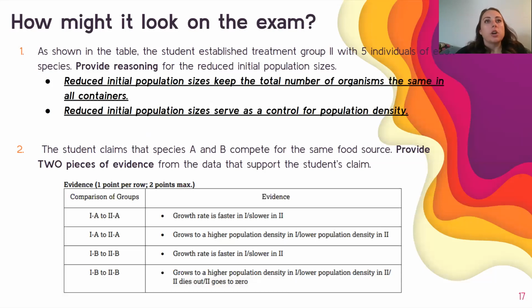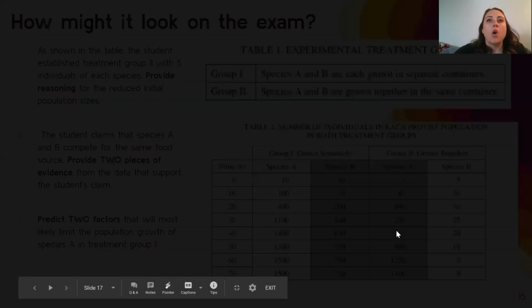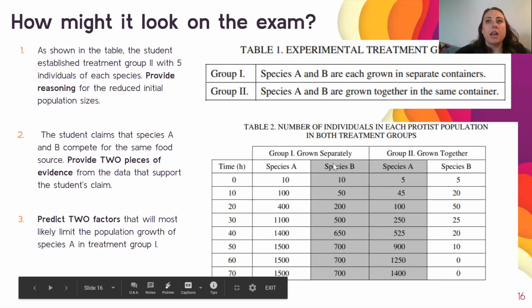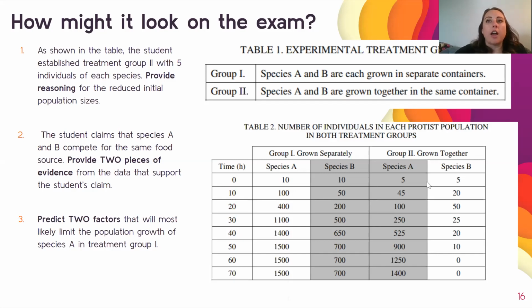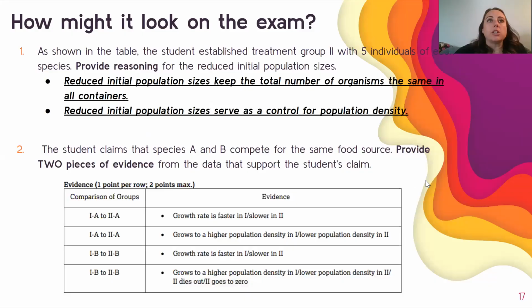Okay. So here are our results. We see that reduced initial population sizes keep the total number of organisms the same in the container. So if we go back, we started with 10. Here, because they're grown together, 5 plus 5 is 10. And so we're going to say we want to keep the same number of individuals at the same time, and it serves as a control.